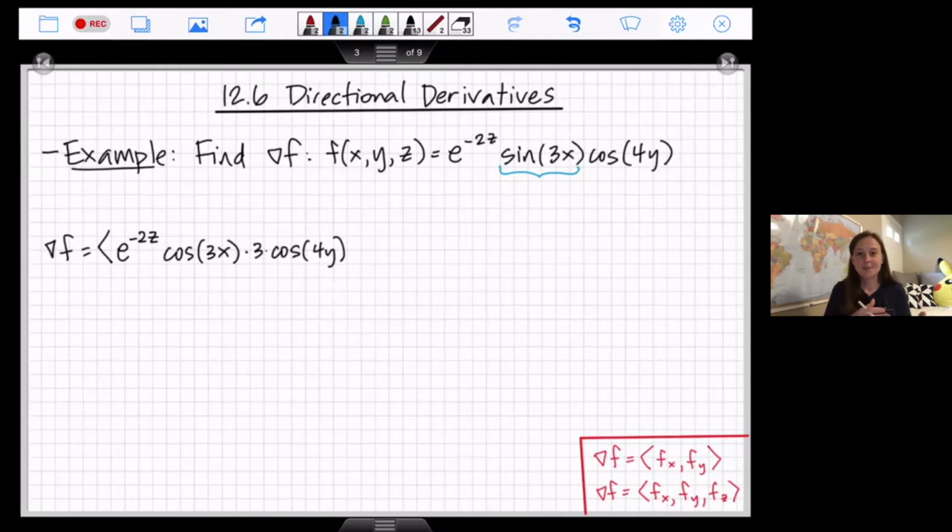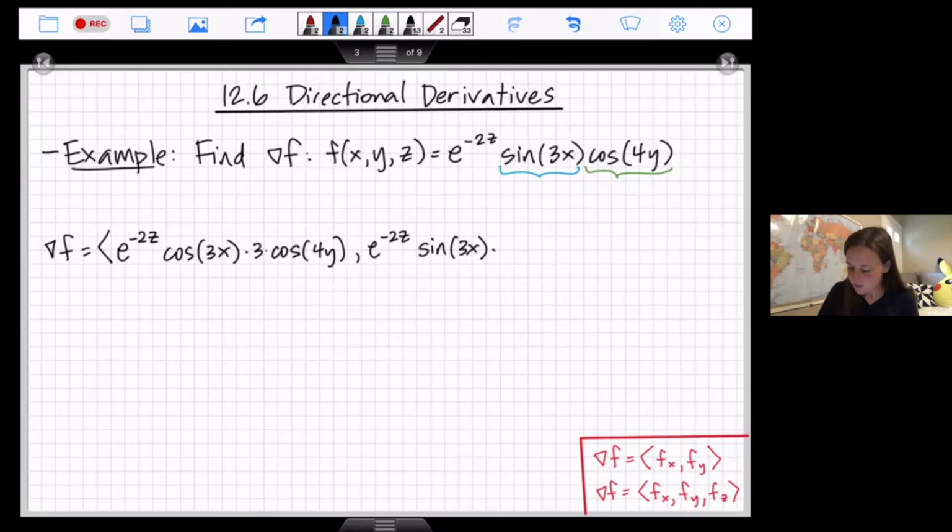All right, so let's keep doing that. Now we're going to do the partial with respect to y. Okay, and the only thing that's got a y is the cosine 4y. So the e to the negative 2z and sine 3x, those are just constants that we can copy. So e to the negative 2z times sine 3x, constants. Now we take the derivative of cosine 4y.